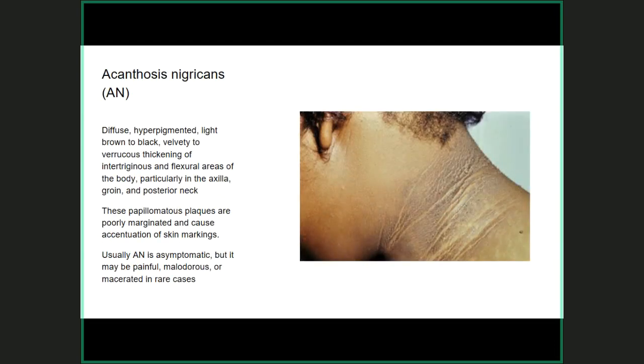Acanthosis nigricans, I think you see this pretty often. Diffuse hyperpigmented light brown to black, velvety, verrucous thickening, usually seen in the flexural intertriginous areas, axilla, groin, sometimes even the face, the dorsum of the hand, posterior neck. These are poorly marginated and cause accentuation of skin markings. They're asymptomatic, but could get infected, painful, and macerated.